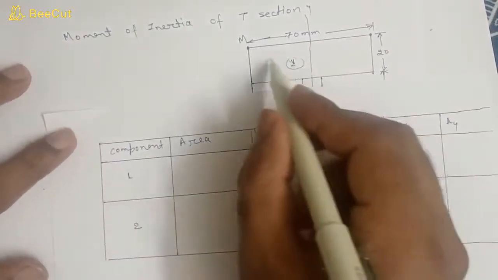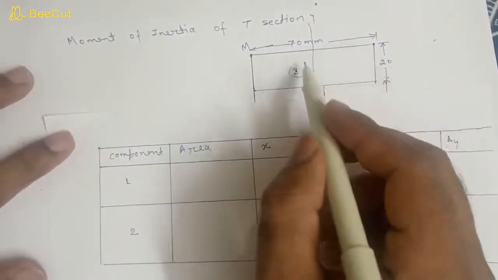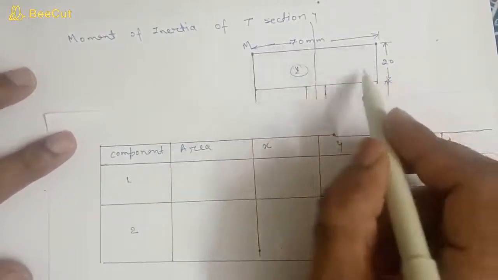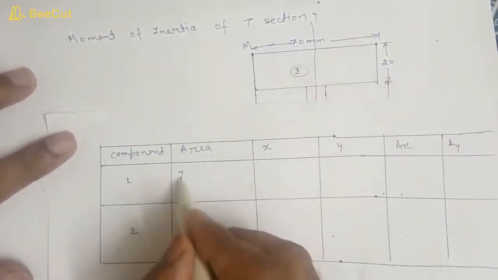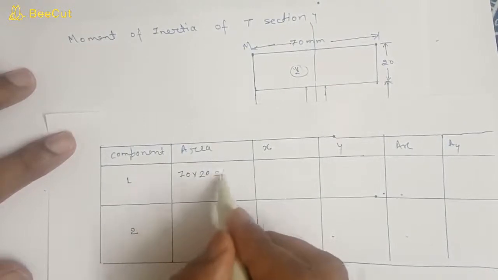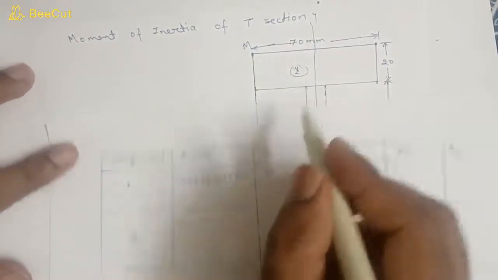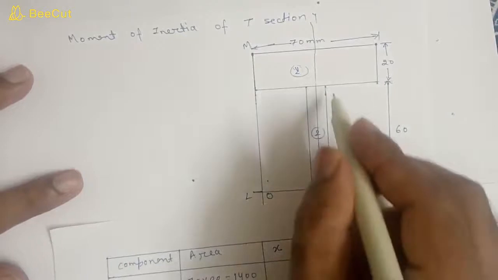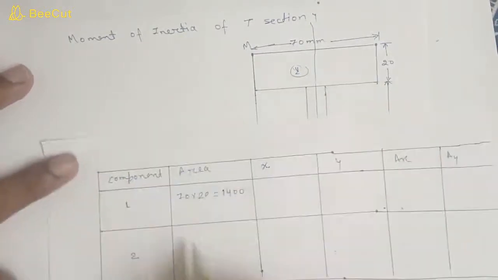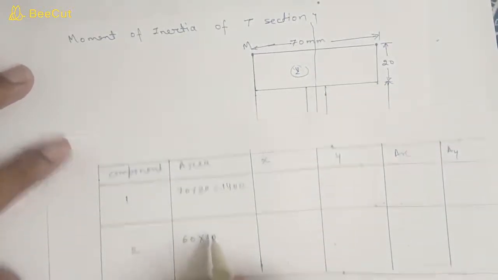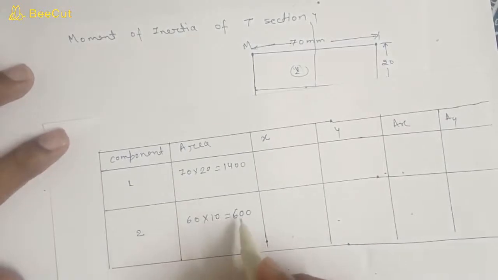So what will be the area of component 1? This is a rectangle, so base into height, so 70 into 20. 70 into 20 is 1400, and the area of this rectangle is 60 into 10, so it will be 600 mm square.